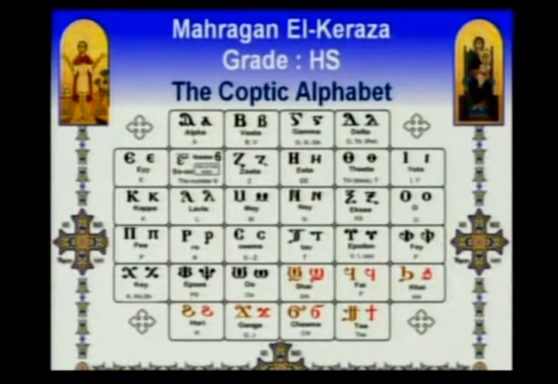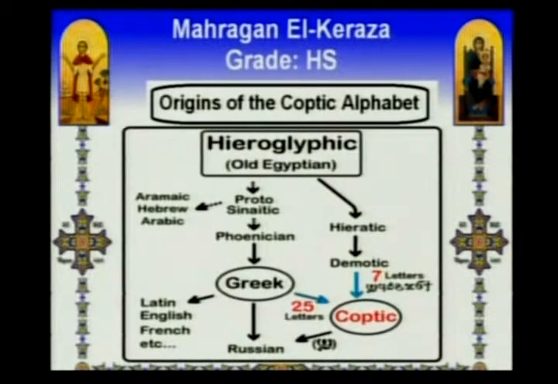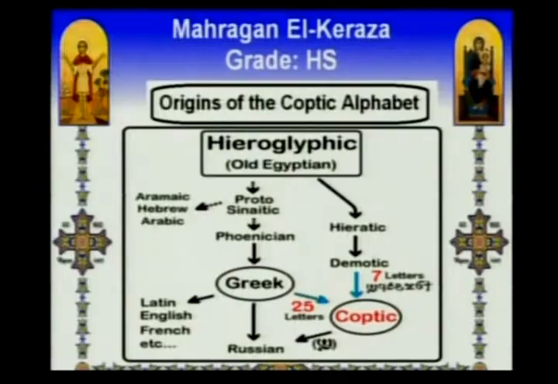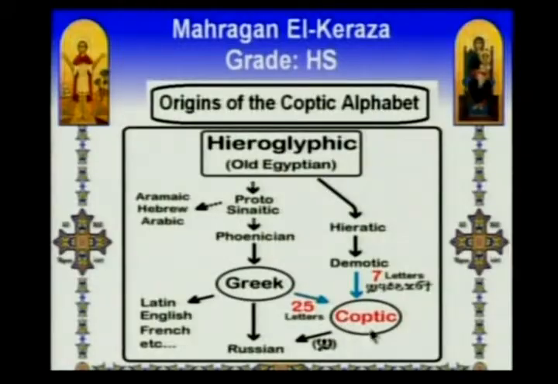This is the common Coptic alphabet, the Alpha Vita. And now here, this shows the origin of the Coptic alphabet. It has been explained in grade 6, 7, 8, but I'm going to briefly go over it again. That the Coptic alphabet, the writing that we write our language with, went through different stages.